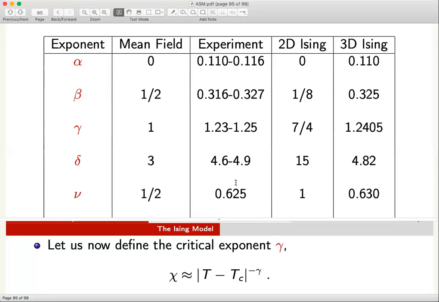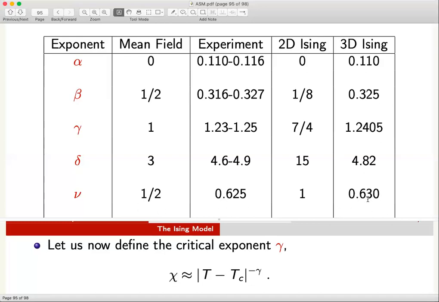Although they don't agree is also important. One shouldn't make the mistake of saying that mean field theory is giving good results. Mean field theory is doing reasonable, but the results are not agreeing with the experiment. Let's be clear about that.